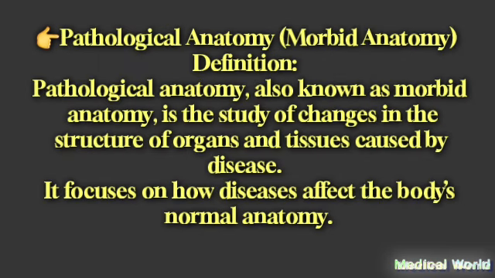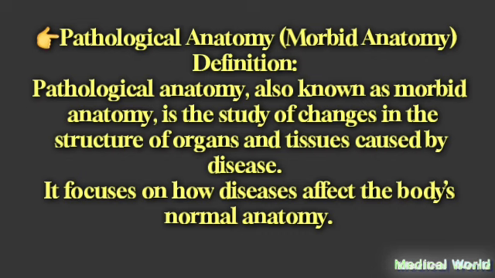Pathological anatomy, morbid anatomy. Definition: pathological anatomy, also known as morbid anatomy, is the study of changes in the structure of organs and tissues caused by disease. It focuses on how diseases affect the body's normal anatomy. In simple words, pathological anatomy is about studying how diseases change the structure of organs and tissues in the body.